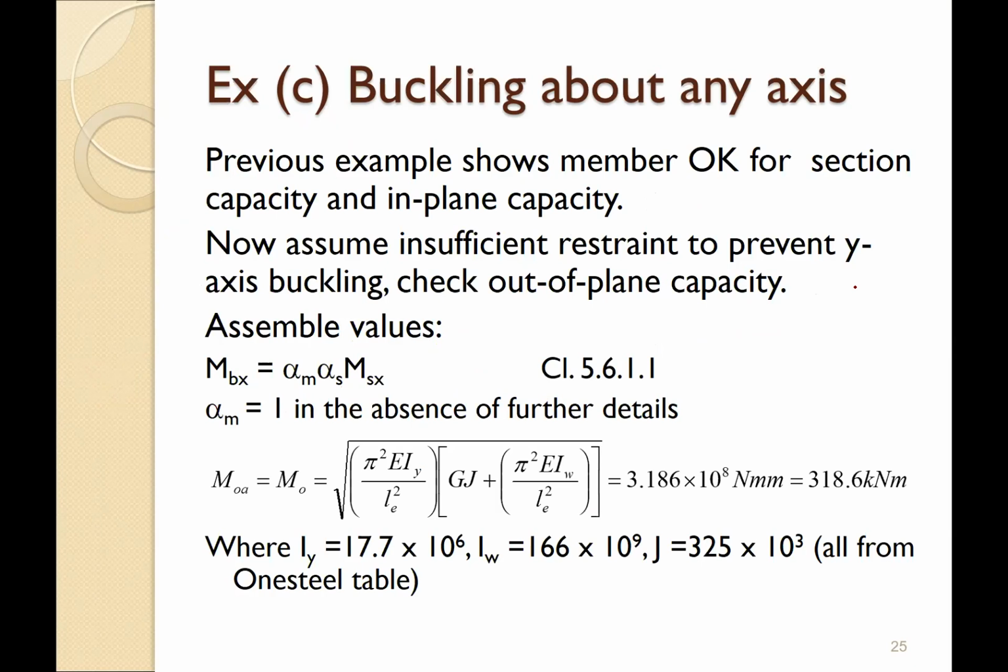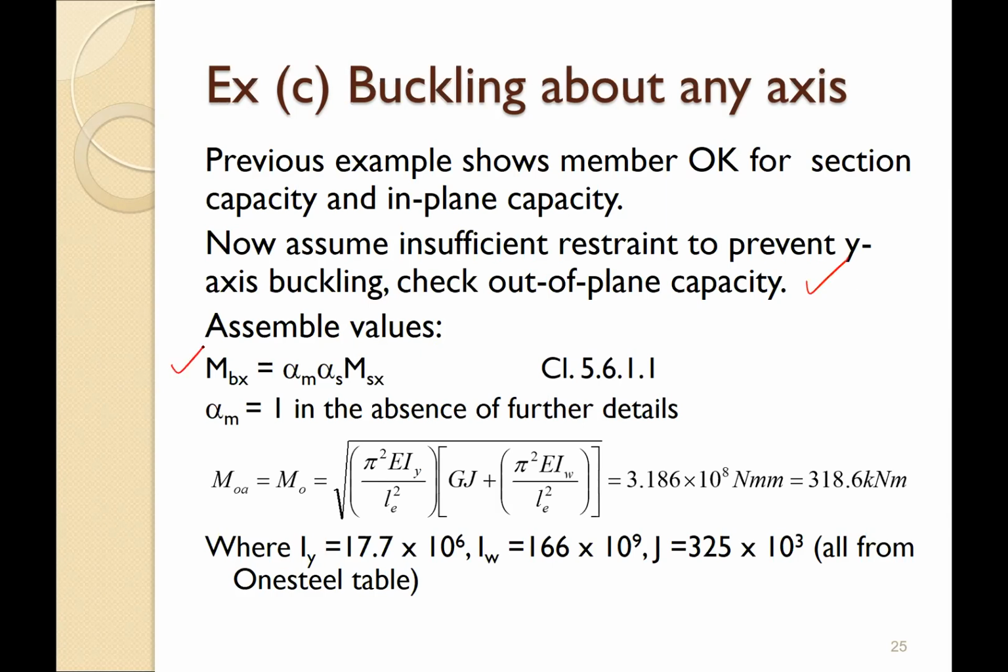Now let's expand further. In the previous one, we said that buckling about the y-axis is prevented. That's the minor axis. Now, if the section can buckle about any axis, we want to ensure whether we have enough restraint to prevent y-axis buckling, because that's the major concern. If you allow buckling about any axis, it will buckle about the weakest axis, that's your minor axis, the y-axis. Check the out-of-plane capacity.